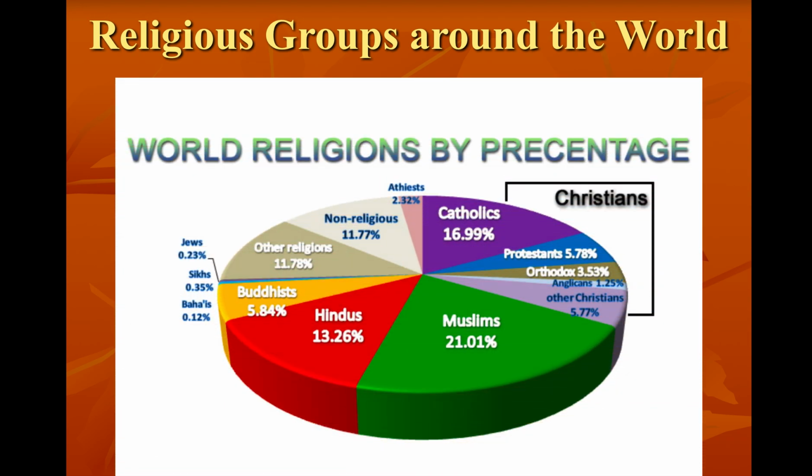World religions. Now they've kind of grouped all the Christians together. Catholics are more dominant than Protestants around the world. And then we have Orthodox, Anglicans, and other Christians all kind of grouped together there. Worldwide, the second largest after the Christians would be the Muslims, and then the Hindus. Then we have our other religious and non-religious are pretty close together. Atheists and Buddhists are smallest percentages here, besides the Jews, Ziyas, and the Bahá'ís.